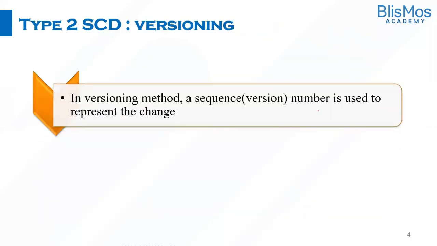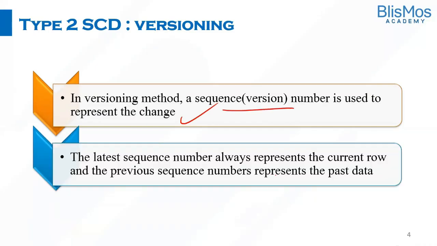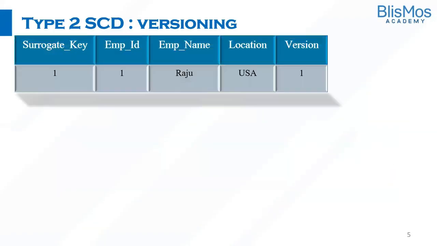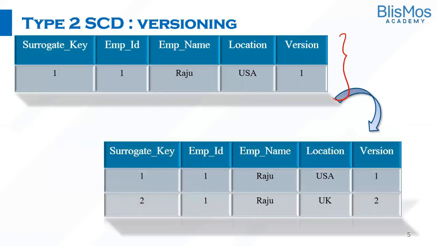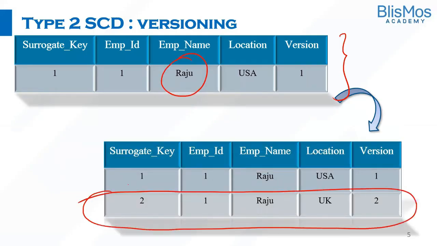How do we tackle it in versioning? Very simple. In versioning, a sequence number is used to represent the change. The latest sequence number always represents the current row, in turn the current data. Previous sequence numbers represent the past data. Let us take an example here. This is my earlier table, and in this case, the location of an employee is getting changed. How am I tackling this? By adding one more record. So in the record, I am tackling this by a version.